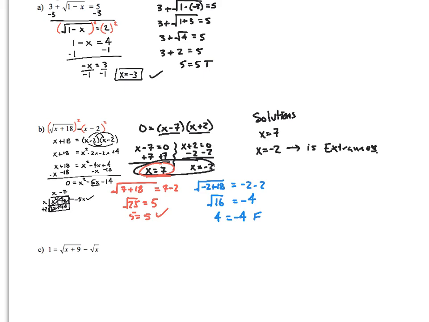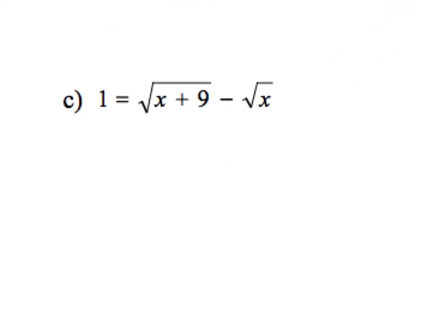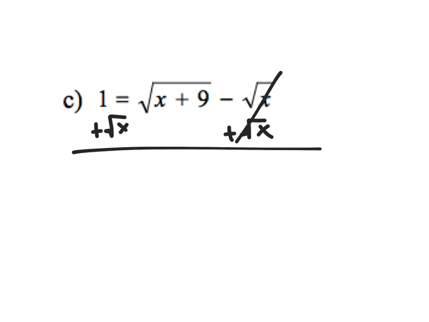Okay, let's take a look at the last one, part C. Notice what I have here: two radicals. I can't isolate a single radical, but what I want to do is get the radicals on both sides. So I'm going to add the square root of x to both sides. On the left side we get 1 plus the square root of x, and that's going to be equal to the square root of x plus 9. That's the first step: we want to get the radicals on opposite sides.